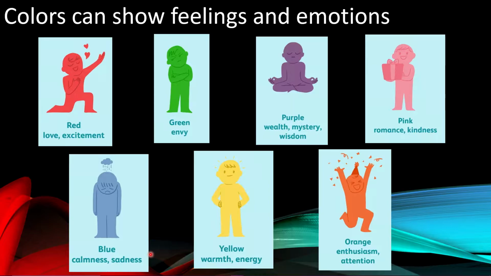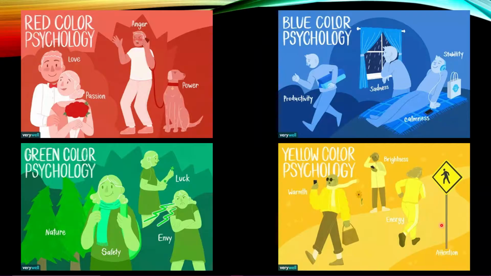Blue is shown with calmness and sadness. Yellow is showing warmth and energy. And then orange shows enthusiasm and attention. So now on this next slide, we're going to get more into looking at the pictures to show more about the colors. So let's look at the first box where it says red. You can have love and passion for that color.